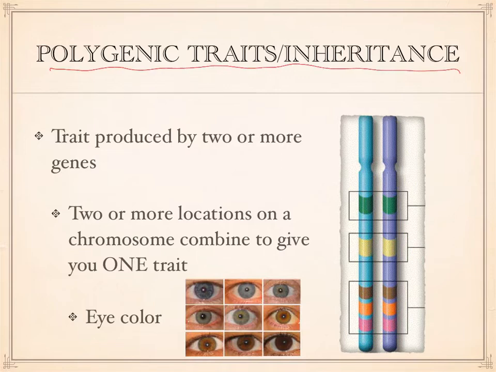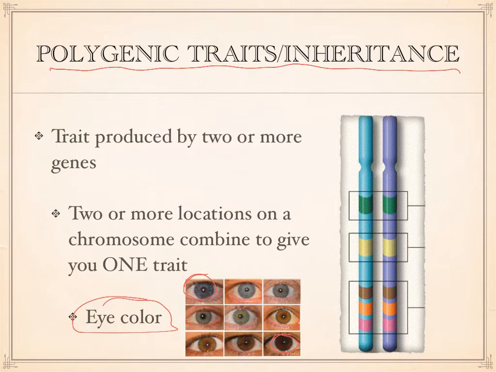Polygenic traits, or polygenic inheritance, is a trait that is produced by 2 or more genes working together to give you the particular phenotype. 2 or more locations on a chromosome combine to give you one trait. In humans, eye color. Right? We have a bunch of different genes that contribute to eye color, which gives us all the different versions of it. We have pretty blue down to very dark brown, and kind of everything in between.